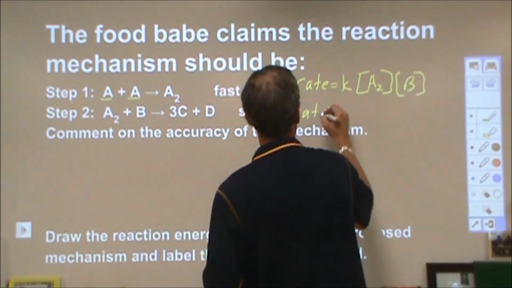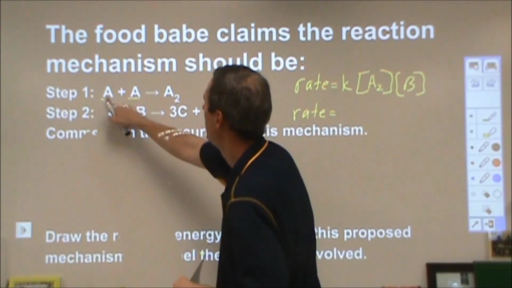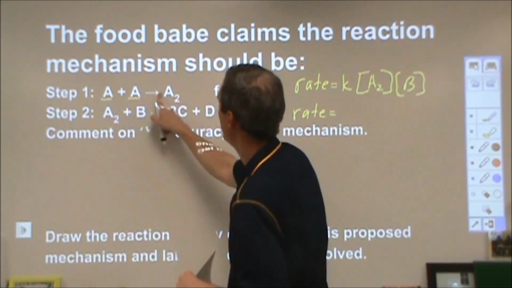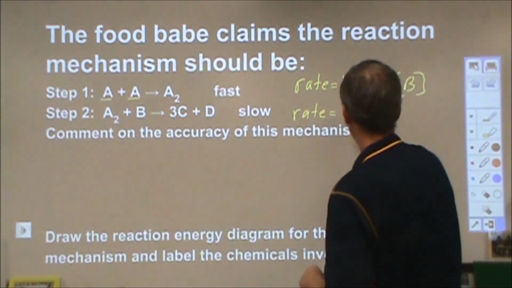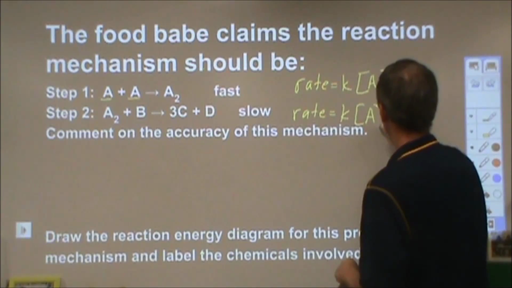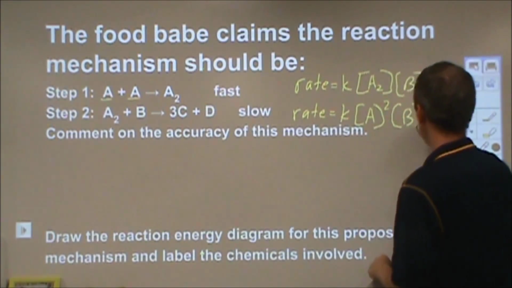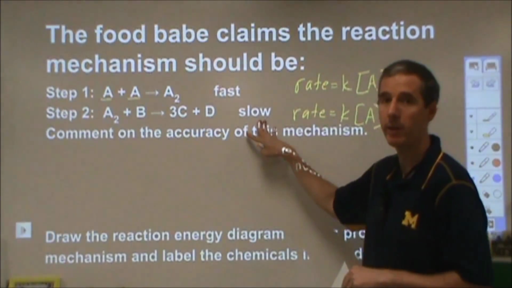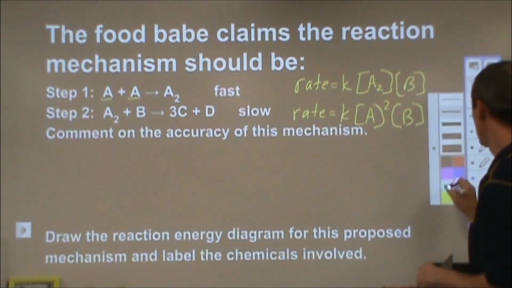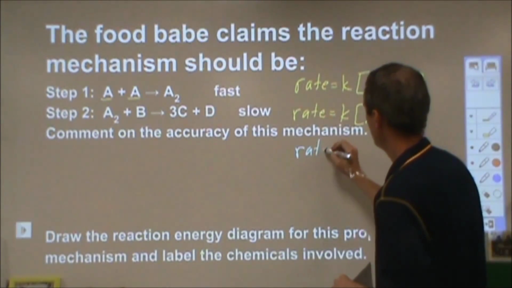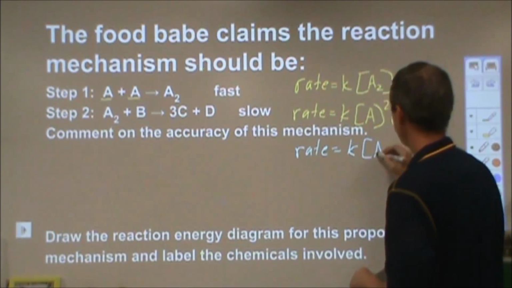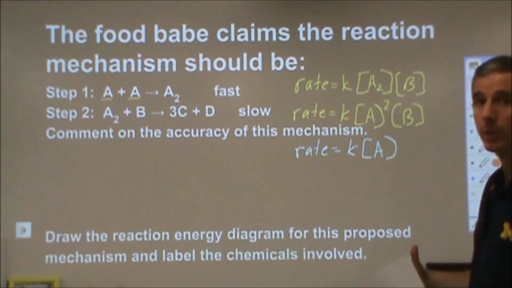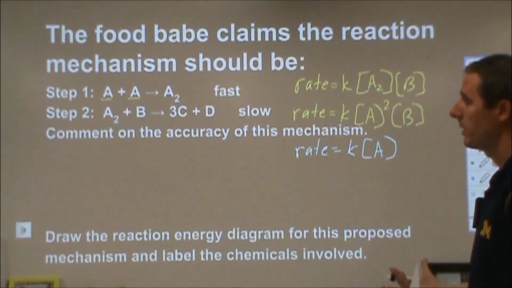So because the first step sets up an equilibrium, we can say that the forward rate of these two turning into this is equivalent to the reverse rate of this turning into this. So we can actually go ahead and replace this and end up with A squared B. This is what the rate law would be if this were the mechanism. But from our experimental data, we know that the actual rate law is not this, it's rate equals K times A. So the fact that the mechanism here gives us a rate law that does not match our experimental rate law, we know that this mechanism is incorrect.